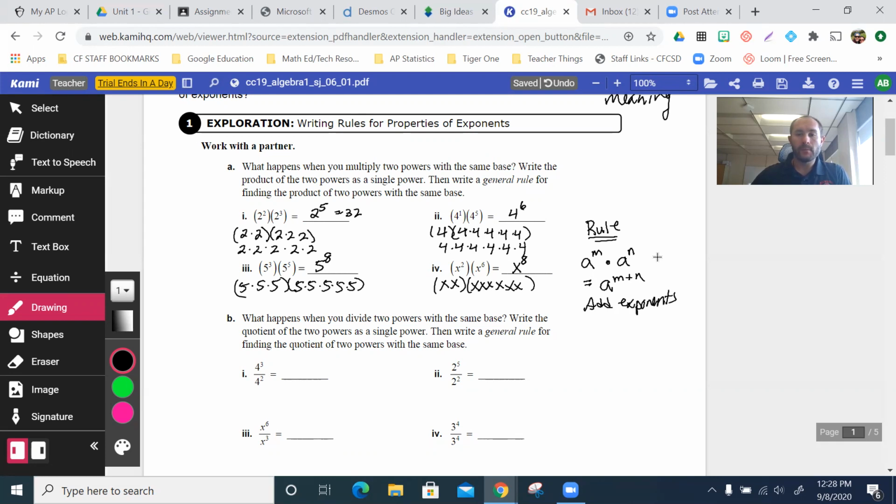So if we did another example, 7 squared times 7 to the 9th power, that is equal to 7. There's 2 here, there's 9 there. So there's a total of 2 plus 9, 7 to the 11th power. That is one rule we can write for exponents.